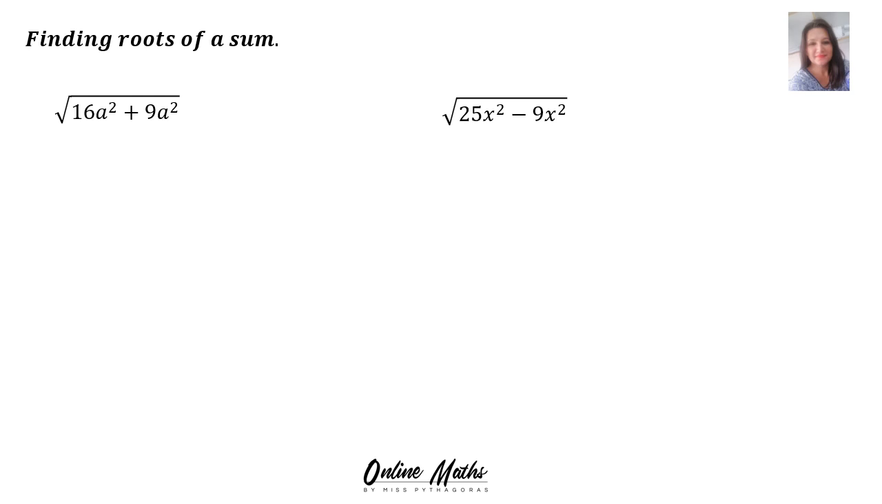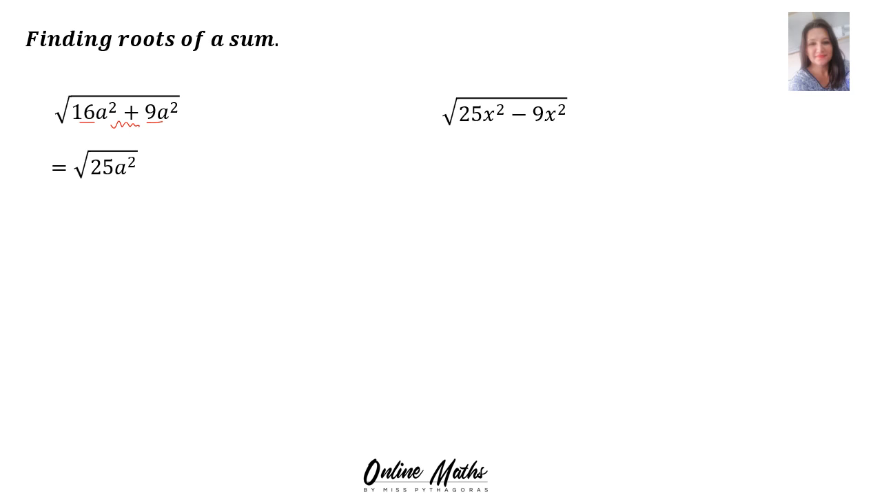Finding the roots of a sum. Now, there's a big misconception here. The problem is that you cannot take the square root of each term individually. So in other words, you cannot take the square root over a plus and a minus. What you have to do is simplify whatever you find under the square root. And in this case, you will see that there are like terms. So therefore, you can add 16a squared plus 9a squared, and it becomes 25a squared. And now you can deal with it.